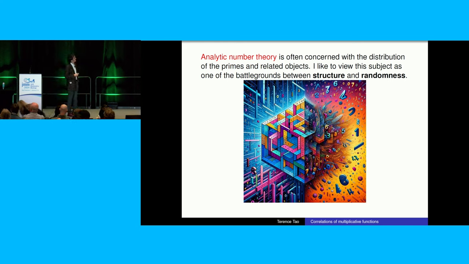I did try to get GPT to illustrate this dichotomy with an artwork. This was its attempt. I'm not sure how successful it was in illustrating the duality of structure and randomness in number theory, but certainly better than anything I could do. So, okay.